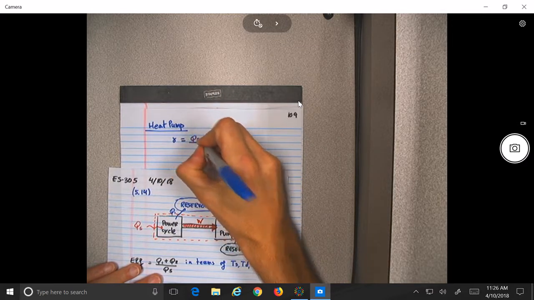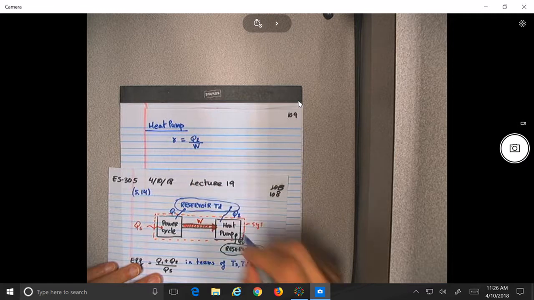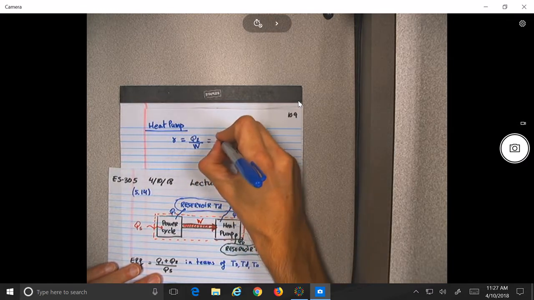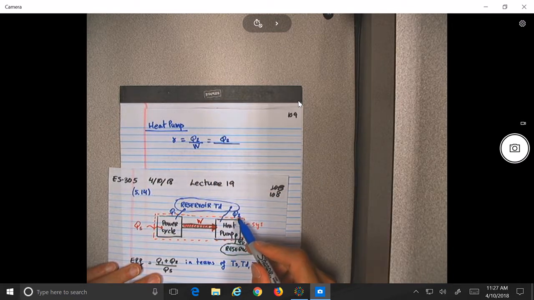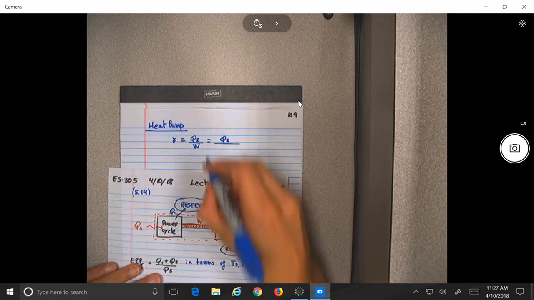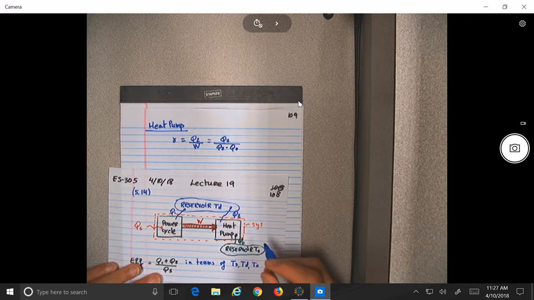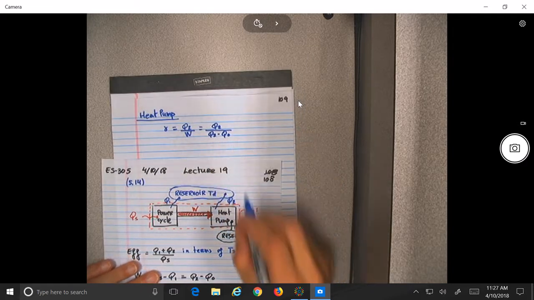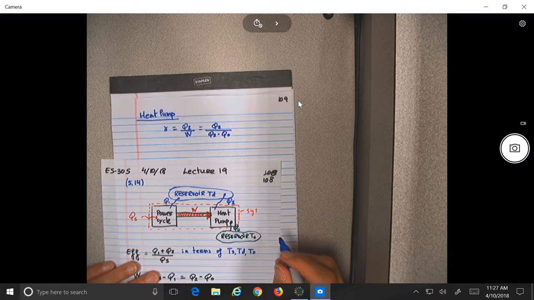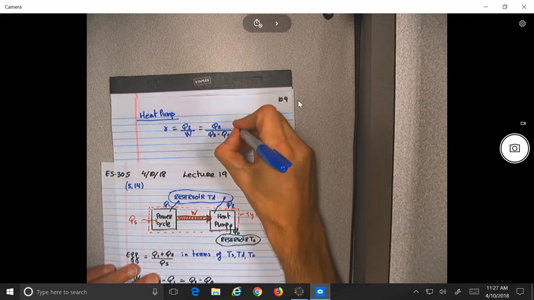So if you want, we can do it this way. What are we putting in? The work, no? So this will equal to what? Q2. What is the amount of work we put on this one? Q2 minus Q0. Okay? So this, look at, so this will be equal to what?